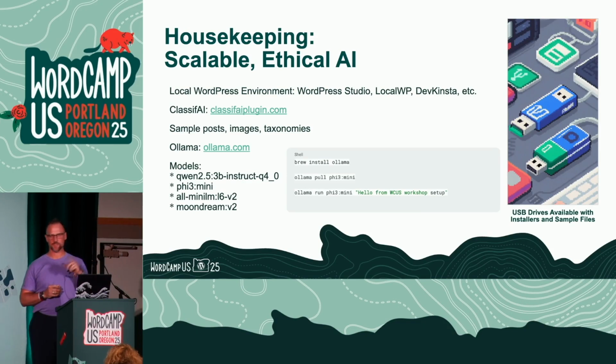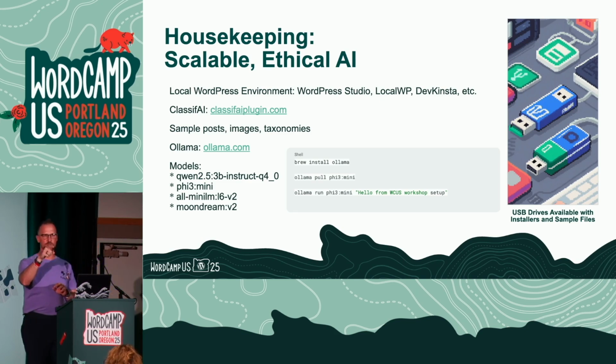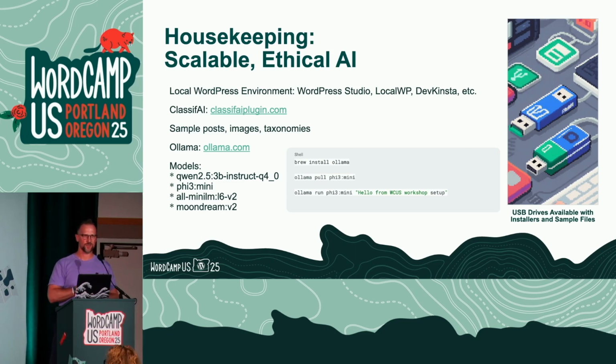As Aaron mentioned, there are some prerequisites to get going today, notably having some sort of local WordPress environment, be that WordPress Studio, Local WP, DevKinsta, etc. Having the ClassifAI plugin available. If you have some sample posts, some sample images, some sample taxonomies, and then Ollama, which will be the local runner for AI today. If you haven't already got those, and if you're lucky enough for Wi-Fi to work, please go ahead and start that now. If not, as Aaron mentioned, there are some thumb drives available here to try and get you going.